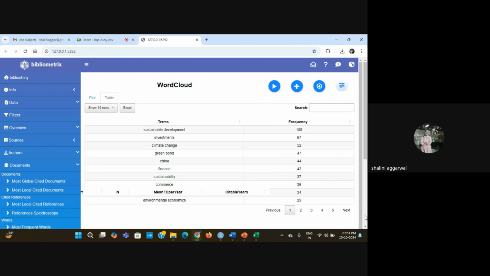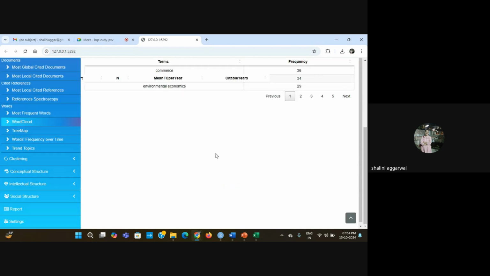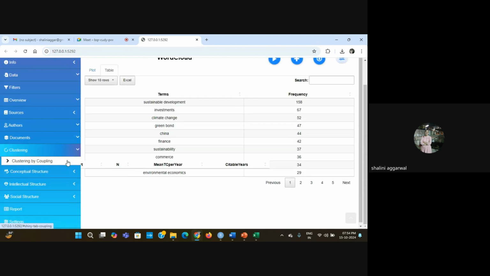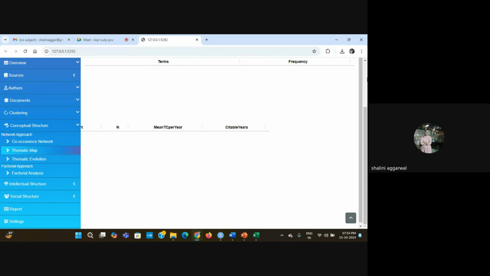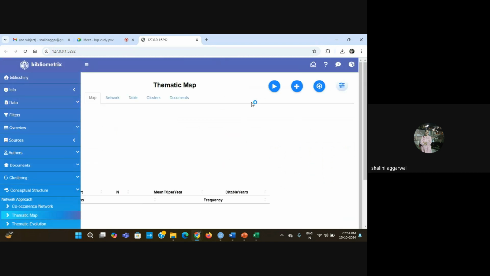Okay. So this is the next important thing. The next important aspect is conceptual structures. Next important is thematic maps over here. Thematic maps, just let me show you this.